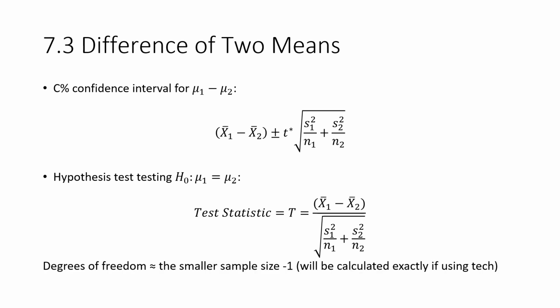The degrees of freedom that we will use if we're doing this by hand, we'll use the smaller of the two sample sizes and then subtract 1. So whichever is smaller, n1 or n2, we take that and subtract 1. This is not going to be an exact calculation of the degrees of freedom. The formula to calculate degrees of freedom by hand is very complicated, so our book doesn't use it. However, if you were using technology like R or a calculator that does these calculations for you automatically, then you will get a slightly different p-value than you will from doing it by hand, because they will calculate the degrees of freedom exactly using the complicated formula.